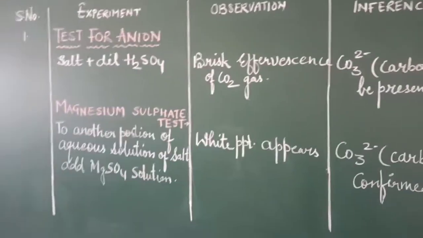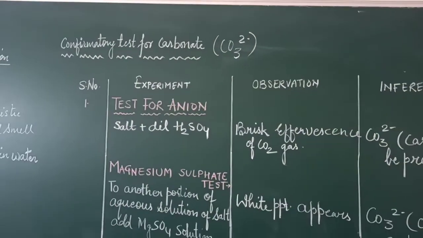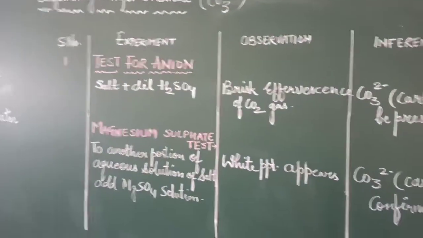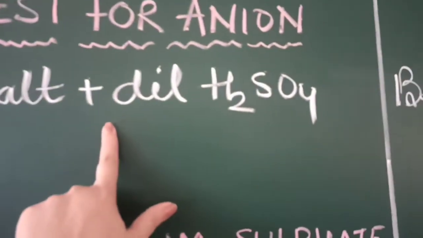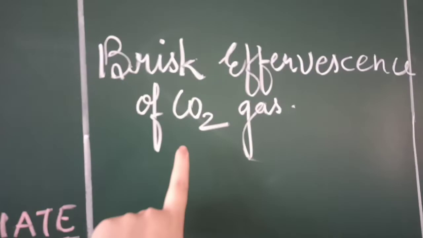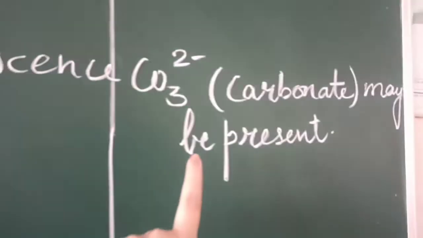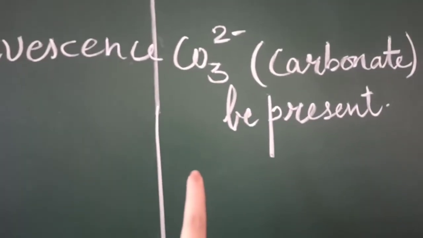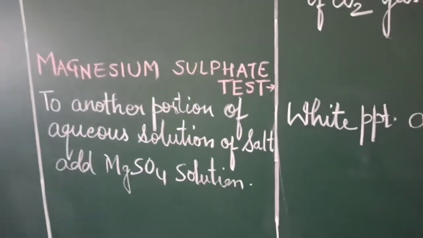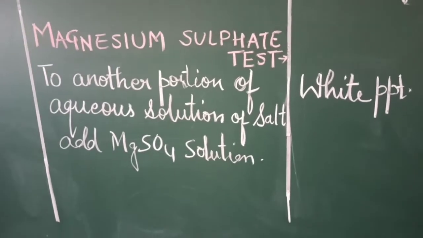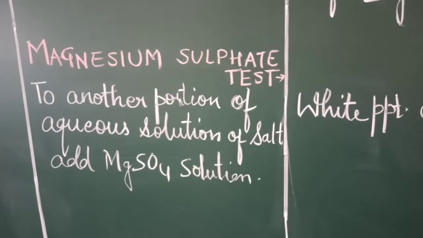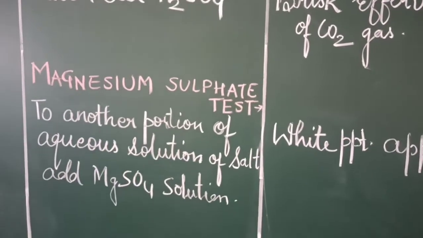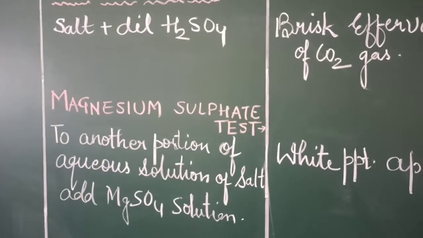So this is how, for testing of carbonate, that is the CO3 2- ion, you will have to do one preliminary test. This is the preliminary test: salt plus dilute sulfuric acid gives brisk effervescence of CO2. You can say carbonate may be present. May be present means we are not sure. So if we are not sure, then the next step is we perform the confirmatory test. Earlier I told you the first confirmatory test, which was the dilute HCl test, and the second is the magnesium sulfate test. So let us proceed and we perform this test.